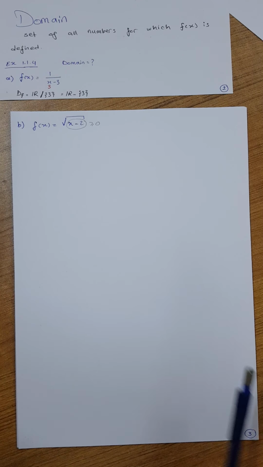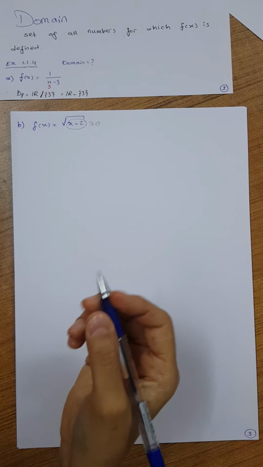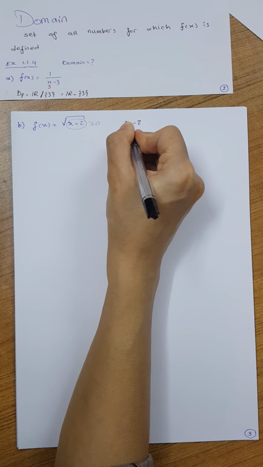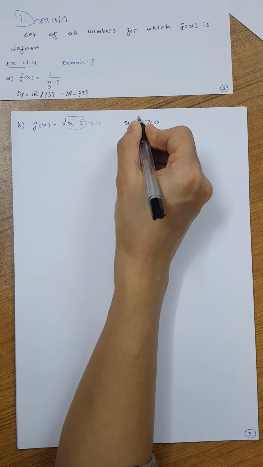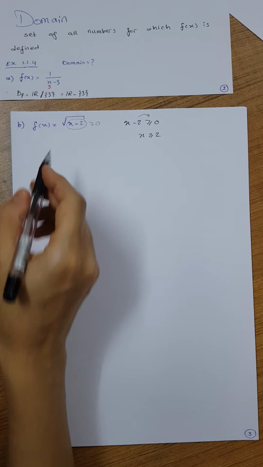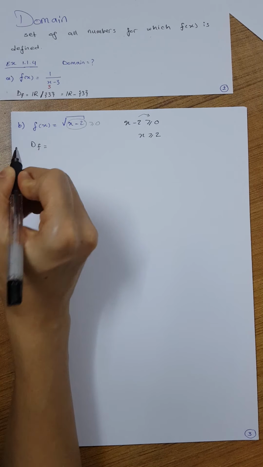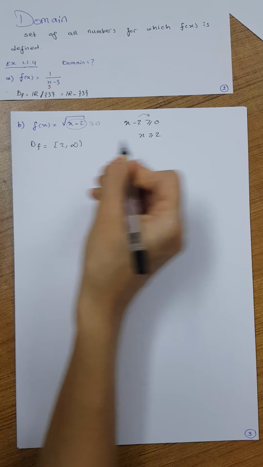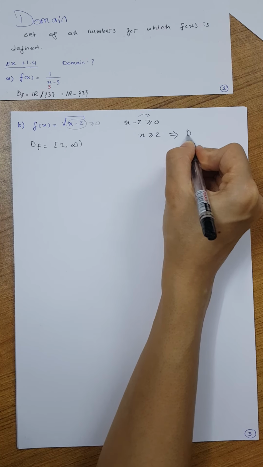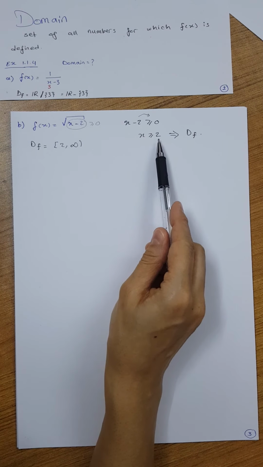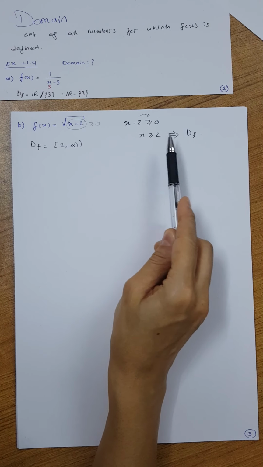So x minus 2 must be greater than or equal to 0. Let's come and solve that one. x minus 2 is greater than or equal to 0. I'm taking the 2 to the other side, so x is greater than or equal to 2. That means for that function, the domain is 2 to infinity. What does that mean? That means I can input only numbers that are equal to 2 or greater than 2.